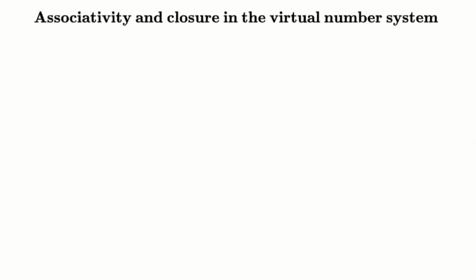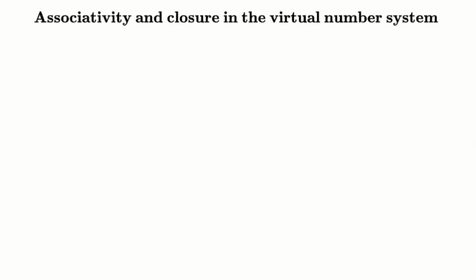In this chapter, we're diving into two really important properties of the virtual number system. These properties are associativity and closure. Specifically, we'll prove that multiplication is associative and that the system is closed under addition and multiplication. So grab your favorite notebook and let's get started.